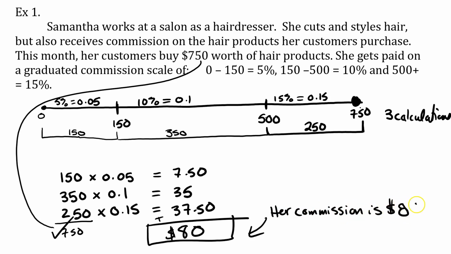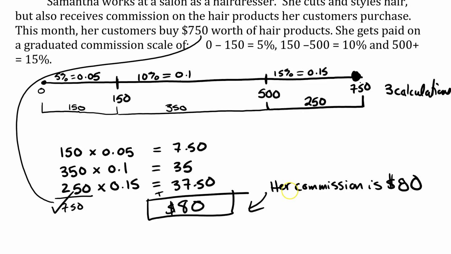And that's it. So it's just like your other commission questions. It just adds the level of complication with having different stages. So let's look at this other question here. It's basically the same thing. The only thing that is added to it is this net pay.